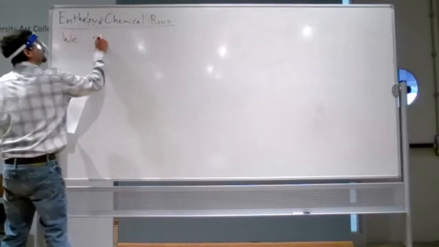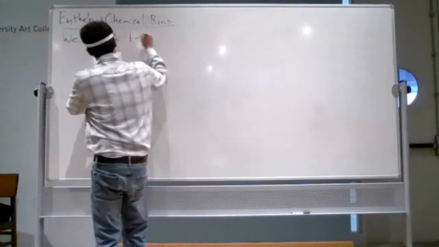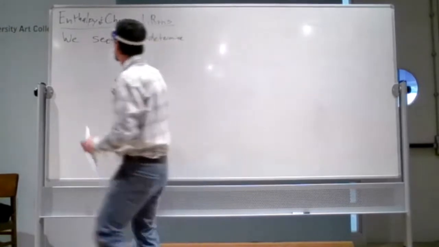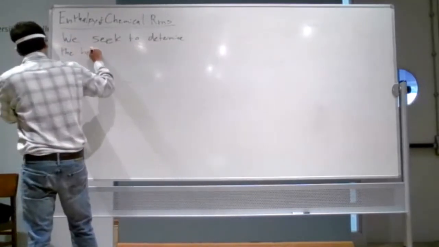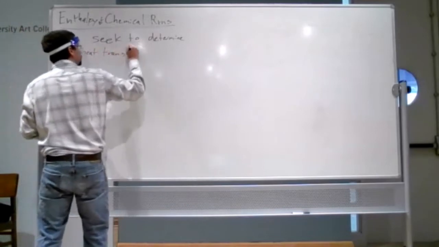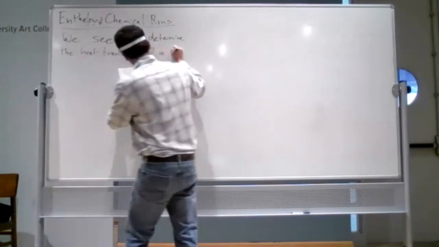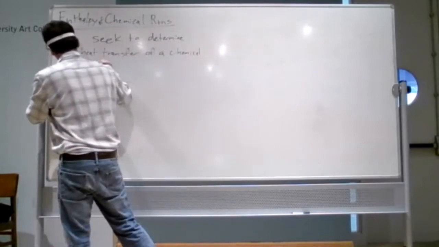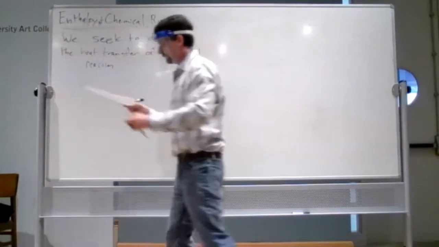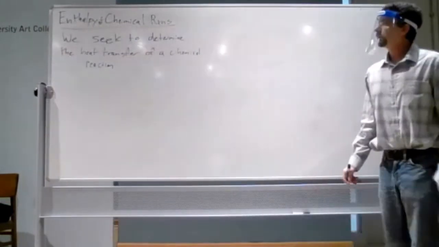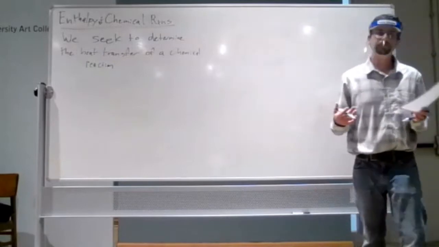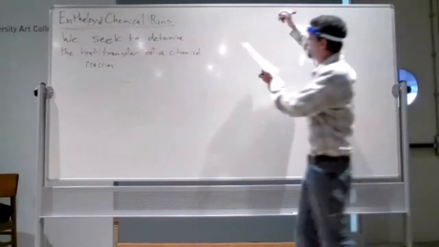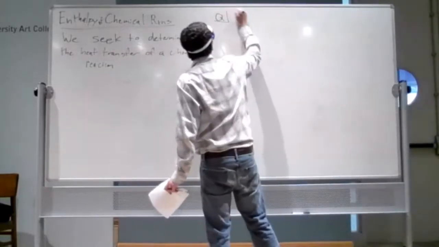We seek to determine the heat transfer of a chemical reaction. Okay, and there are two scenarios. We can have constant pressure or we can have constant volume. So let's ask the first question. Can we do this under constant volume?